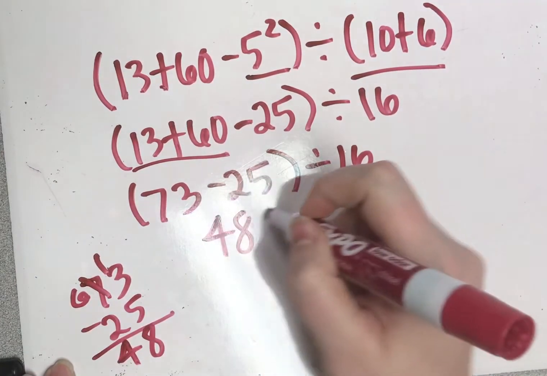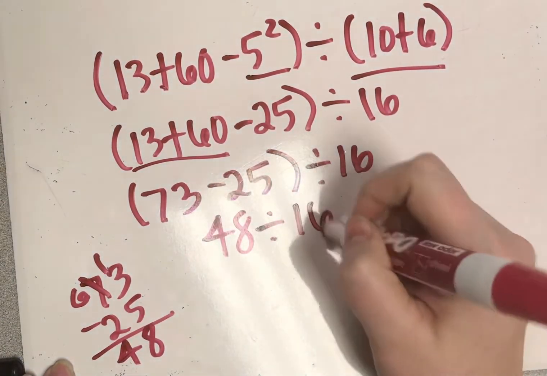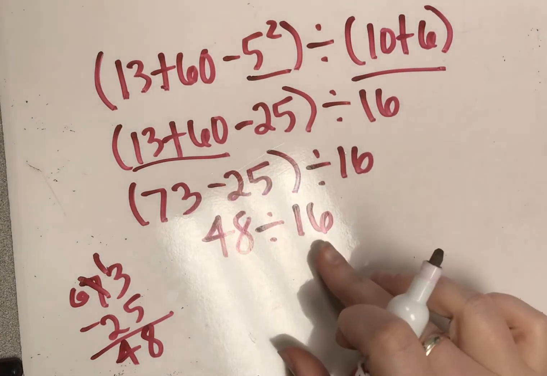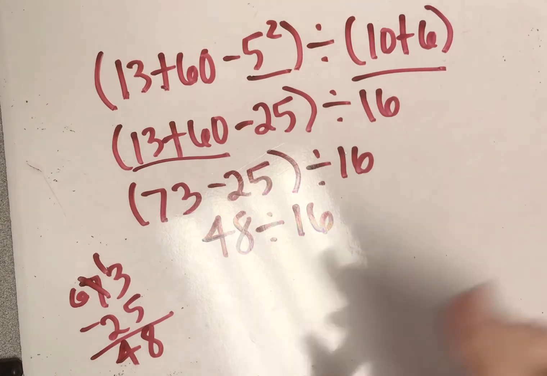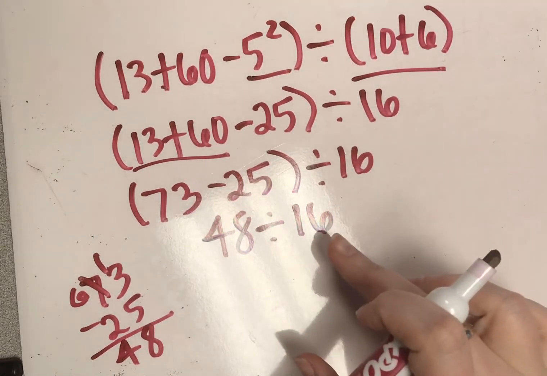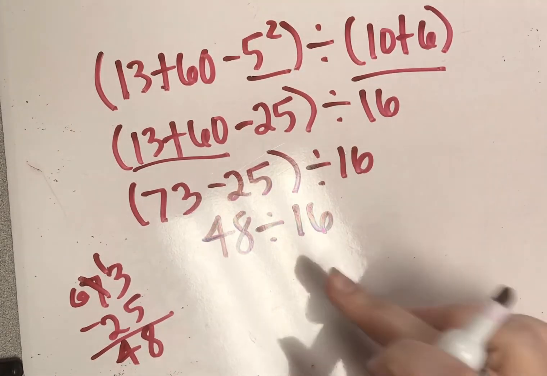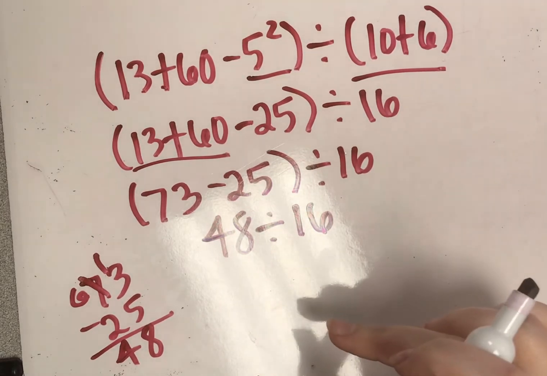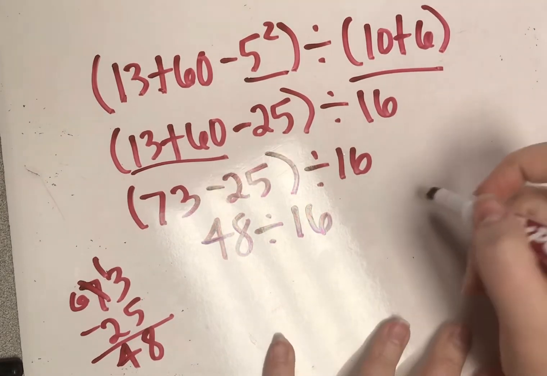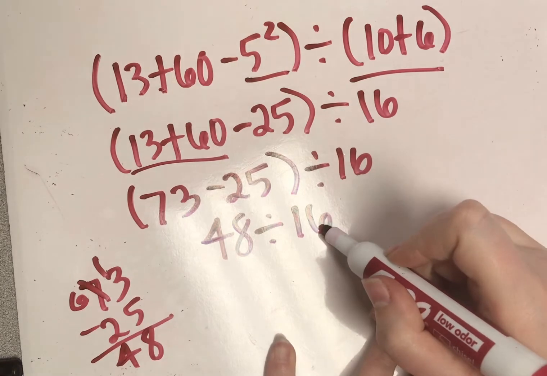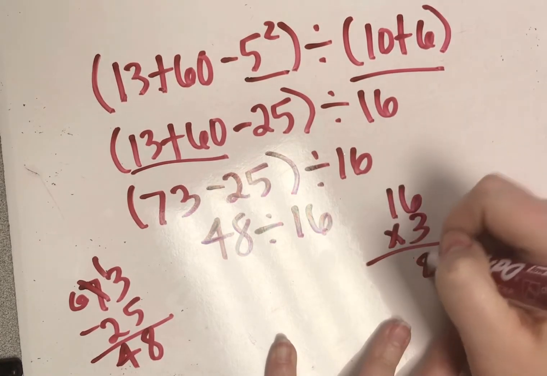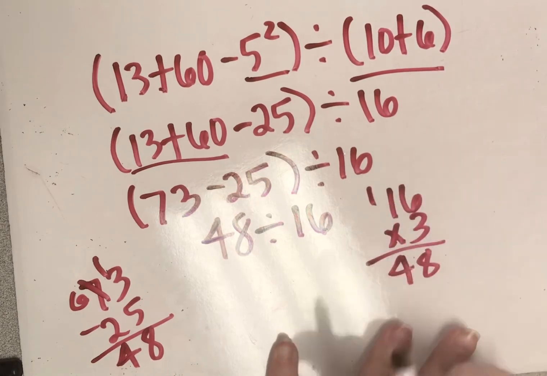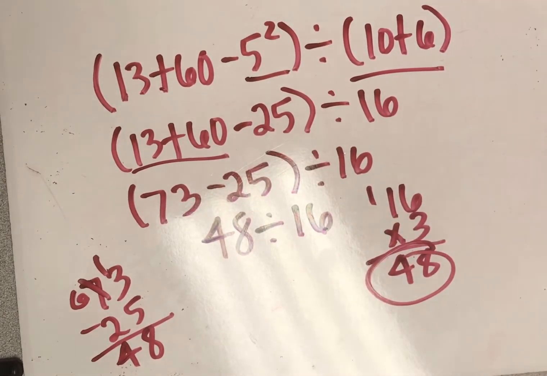So we end up with 48 divided by 16. And you know what I'm thinking? I'm thinking that it's going to be a multiple, because 8 is a factor for both of them. So that makes me think that 16 times something will be 48. I know 16 times 2 is 32, so I bet it's 16 times 3. I was right. Love it. Okay.